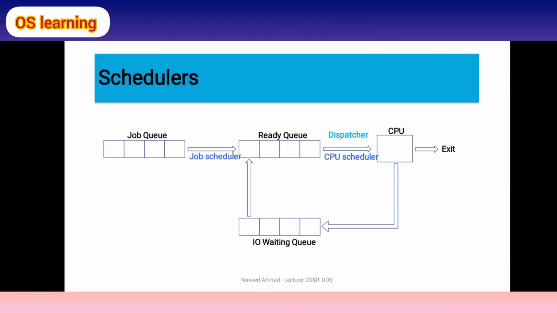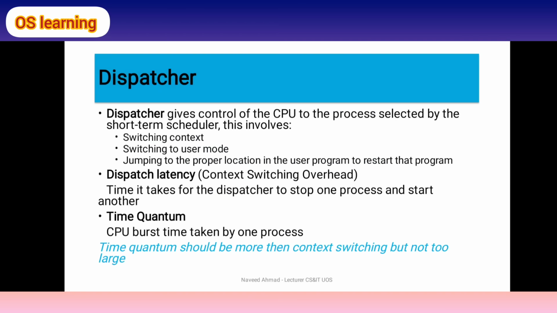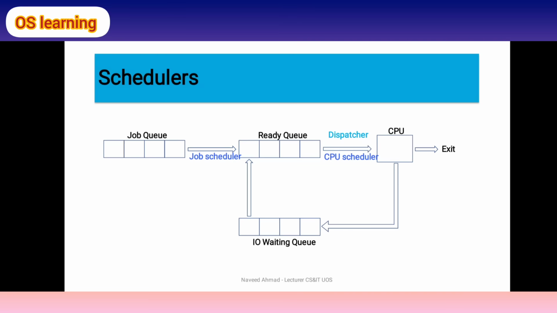So here is the graphical representation. First we have the job, then the job queue, then the job scheduler. After the job queue we have the ready queue, which we discussed in the previous video; you can also check that. Then we have the dispatcher or CPU scheduler, and the CPU exit. If no input/output event occurs, then the process waits in the input/output queue.